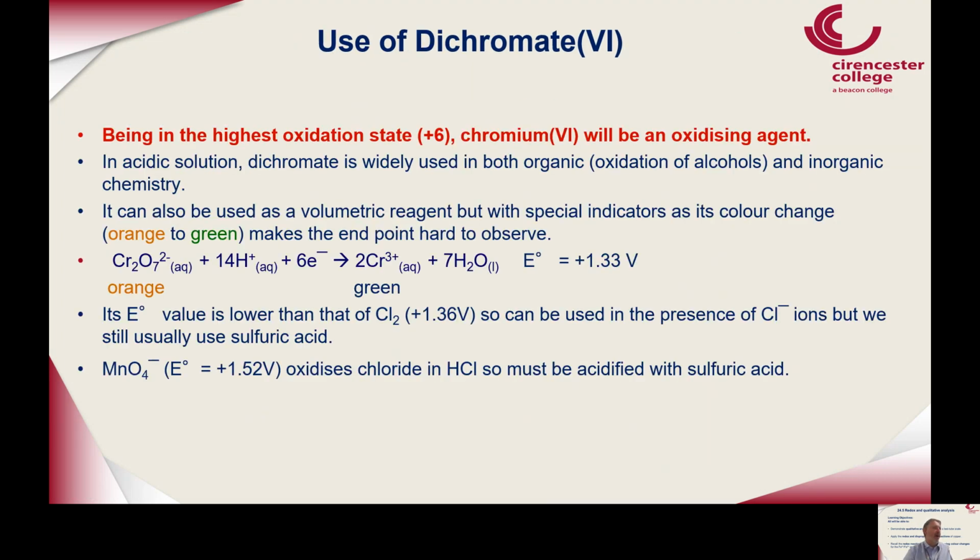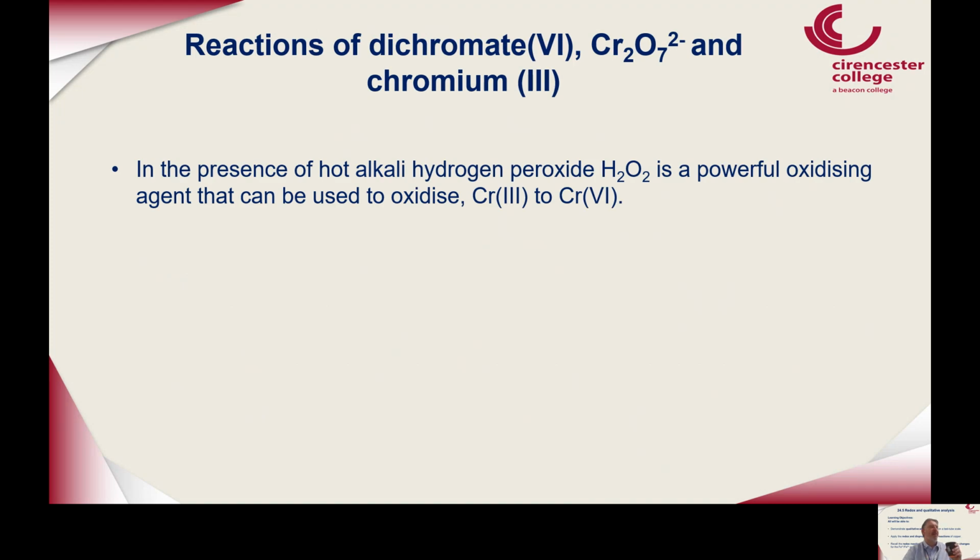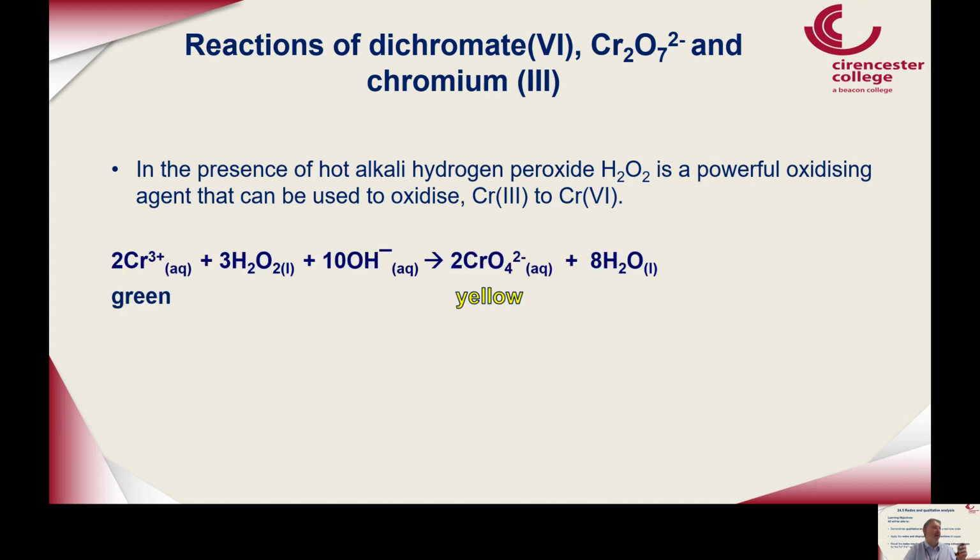So obviously that confirms that, with that value. Let's have a look at the reactions of it. In the presence of hot alkali, hydrogen peroxide is a powerful oxidizing agent, and it can be used to turn the chromium 3 back to chromium 6. So the hydrogen peroxide system is more powerful than the chromium system. Here's the chromium system, green. No hydrogen is present, so it is the green color, not the orange color. We're doing an alkaline system here, with hydrogen peroxide reacting to make water.